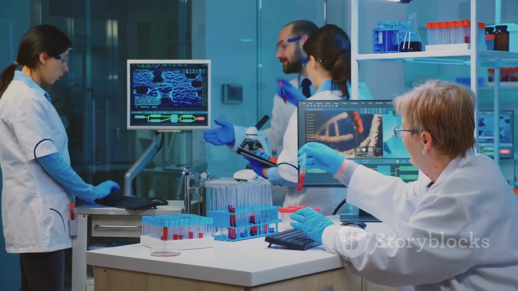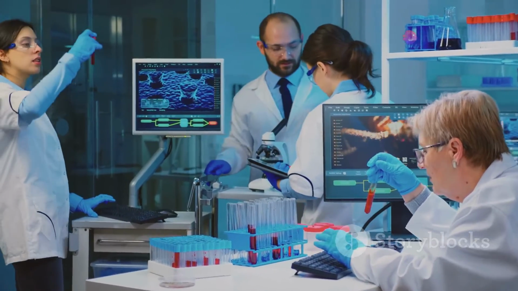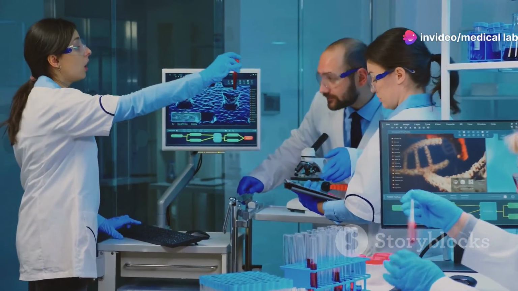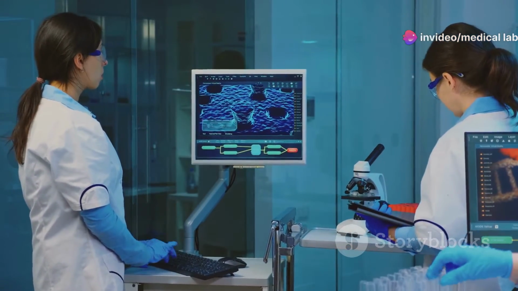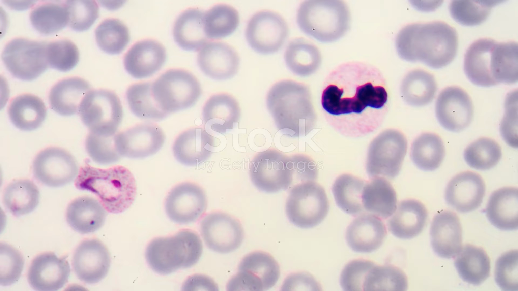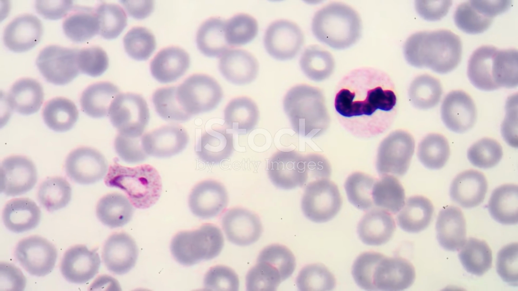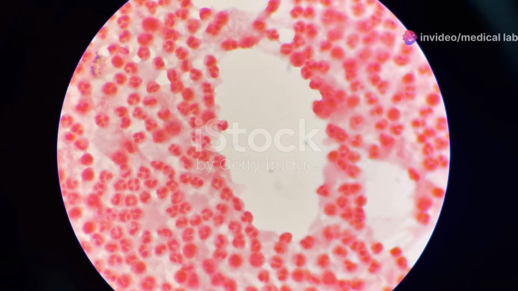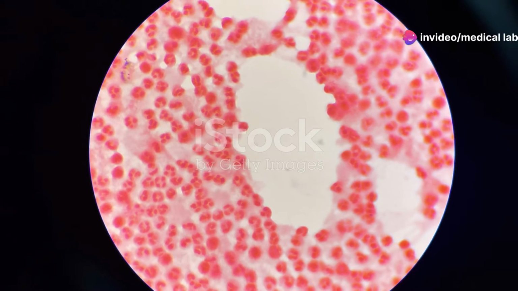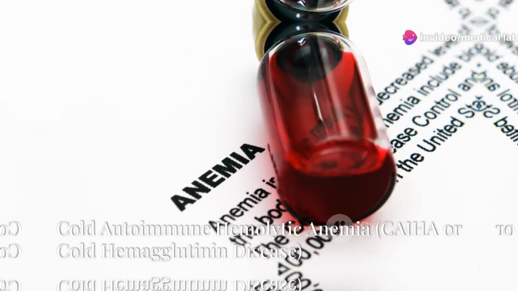Laboratory findings include spherocytes, an MCHC that may be greater than 37 grams per deciliter, increased osmotic fragility, elevated bilirubin, and an increased reticulocyte count. Occasional nucleated red blood cells may be present, and a positive direct antiglobulin test, or DAT, is helpful in differentiating WAIHA from hereditary spherocytosis.